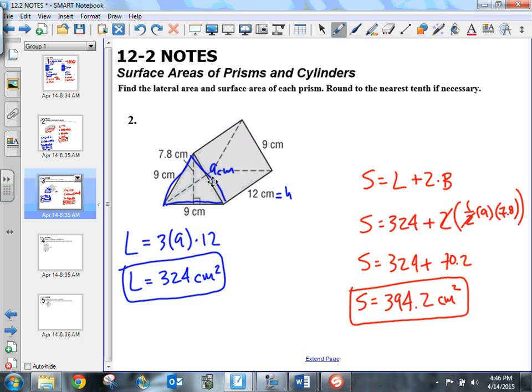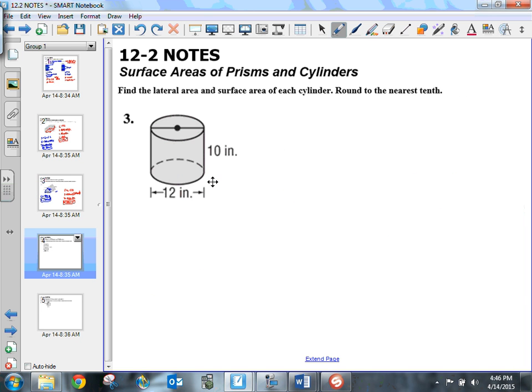Okay, I'm just going to do number 3. Number 4 is the same thing. Just for time purposes, I'll let you do number 4 on your own. I'll give you the lateral area and the surface area, and I'll let you kind of solve from there.